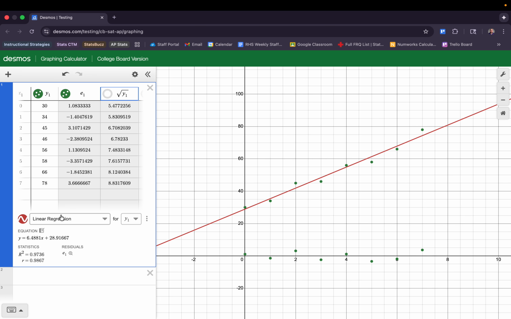But those are just some things. I think that kind of explains nearly everything you would need to do when you're looking at scatter plots and two quantitative variable data. So that's all for this one.